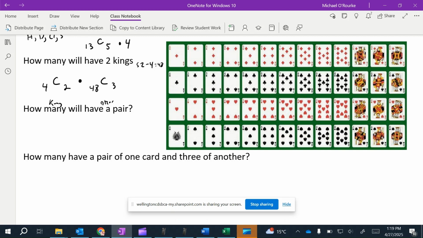How many will have at least one pair? So any pair, we go here. So if I make any pair, there's 4 cards of each kind. I want 2 of them.